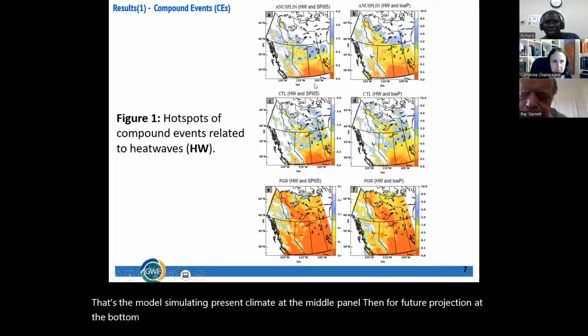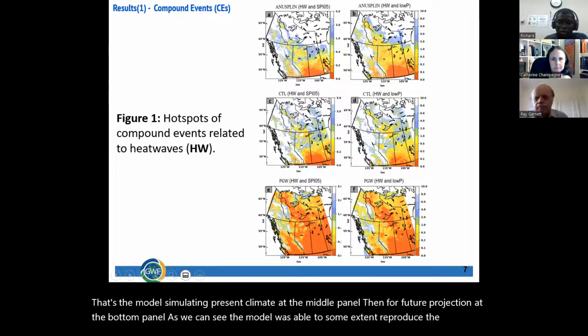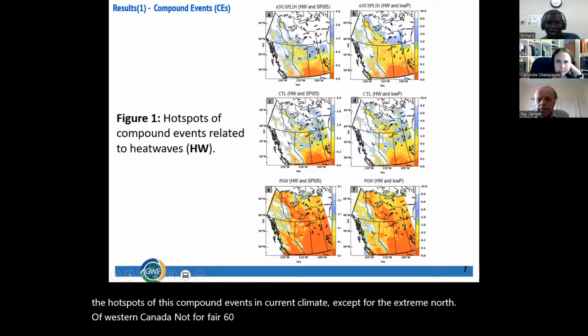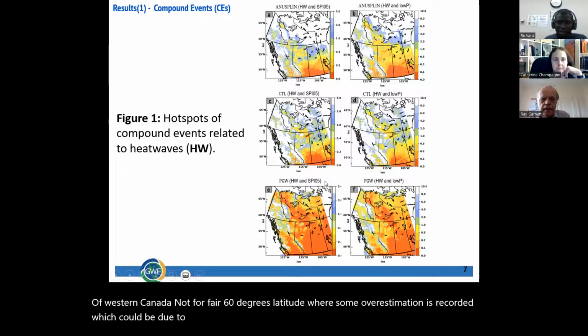panel. As we can see, the model was able to some extent reproduce the hotspots of these compound events in current climate, except for the extreme north of Western Canada, north of 60 degrees latitude, where some overestimation is recorded, which could be due to data issues in annual spring or the model just overestimating.